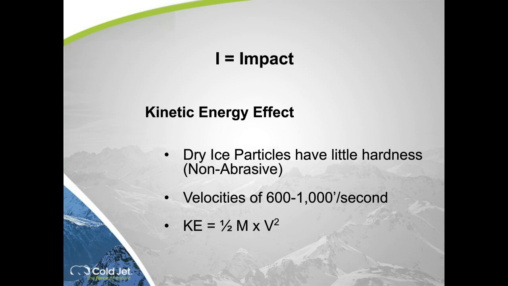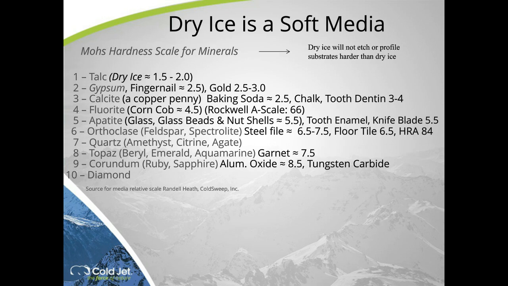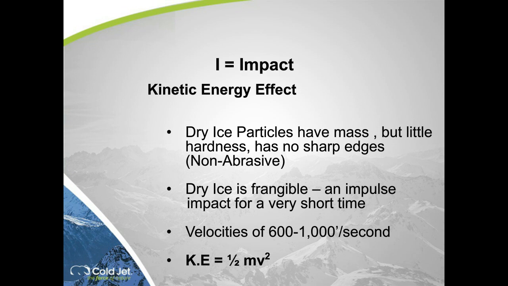Dry ice has very little hardness, so in order to get any work out of it, you've got to get it accelerated pretty quickly. If you notice on the chart, this is the Mohs scale of natural substances known to man, talc being the softest and diamond the hardest. Dry ice is right up there on the soft side. So to get work out of it, you've got to get it moving at about 600 to 1,000 feet per second. That will bring some kinetic energy, measured as one half the mass times velocity squared. Good to keep that in the back of your mind.